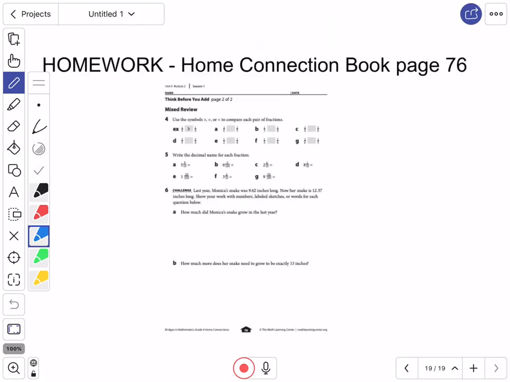So I'm going to show you the last slide here, and the last slide is your homework for tonight. Yesterday you did page 75. Tonight I want you to do page 76 in your home connection book, and then go ahead and take a screenshot of it and submit it into Seesaw for me.